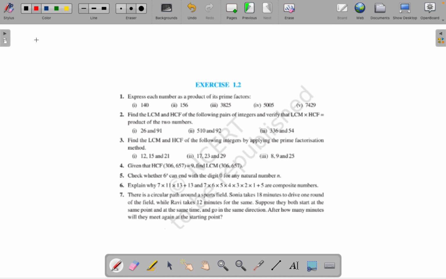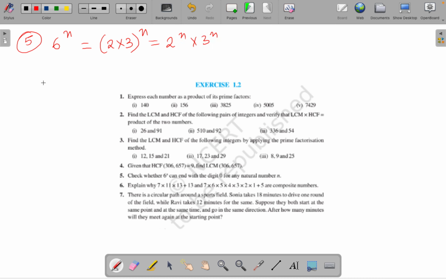Now, if you want to do question number 5, check children. Here is the mistake which most of the children do. 6 to the power n. The question says check whether 6 to the power n can end with the digit 0 for any natural number n. So 6 to the power n. How can I factorize? Can I write factors of this as 2 and 3? So this is 2 to the power n into 3 to the power n.